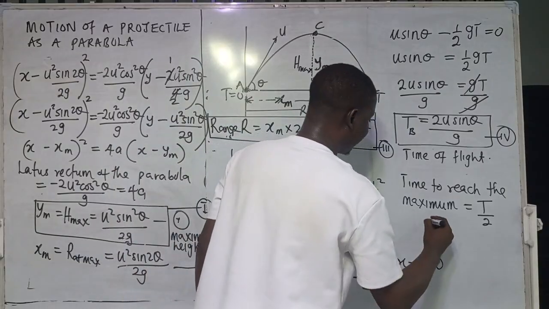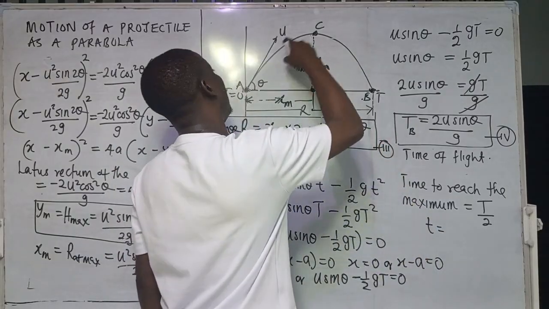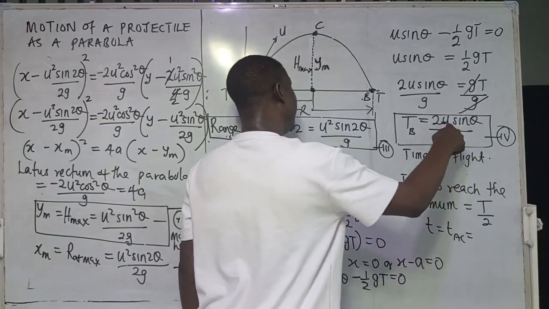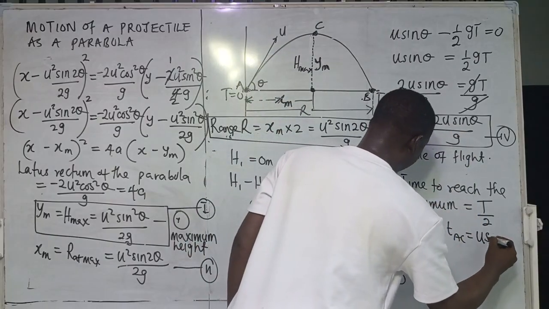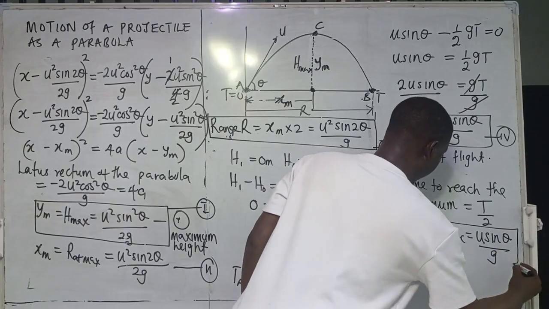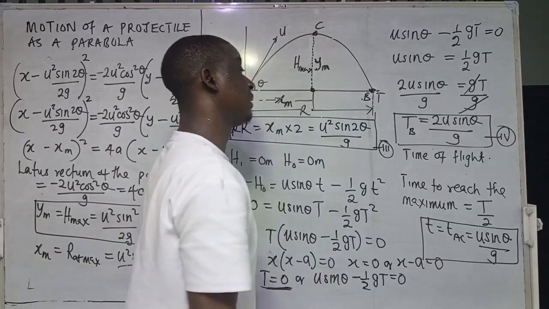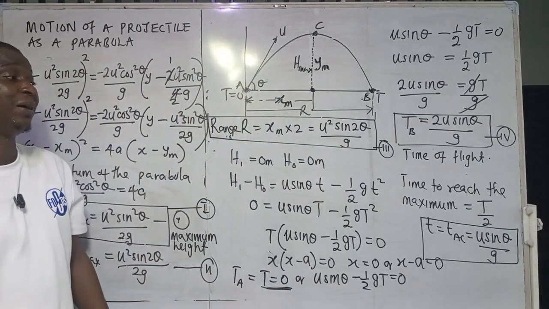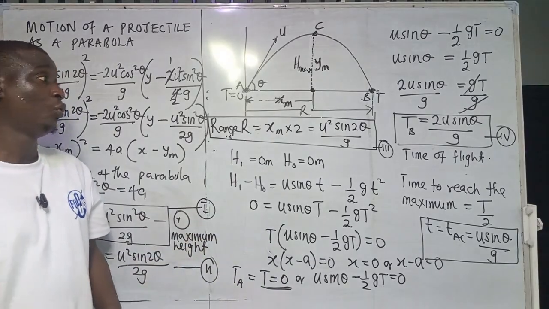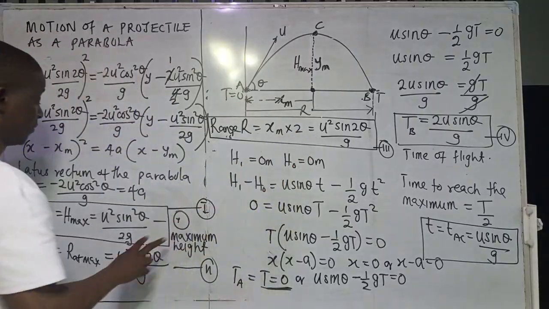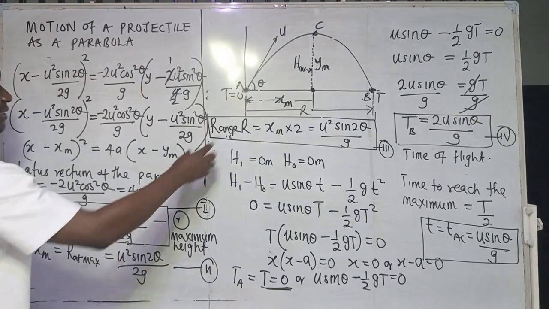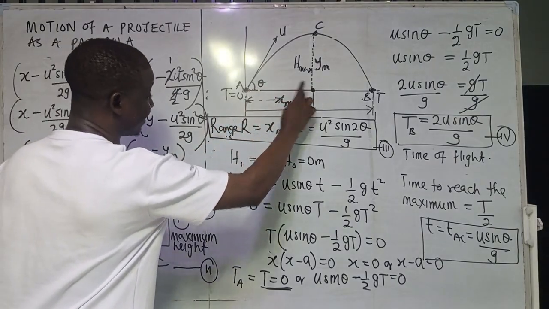So that means the time from A to C, if you divide the time of flight by 2, I would have U sine theta over G. So that is the time to reach the maximum height. So I've given you the range and the time at maximum height.